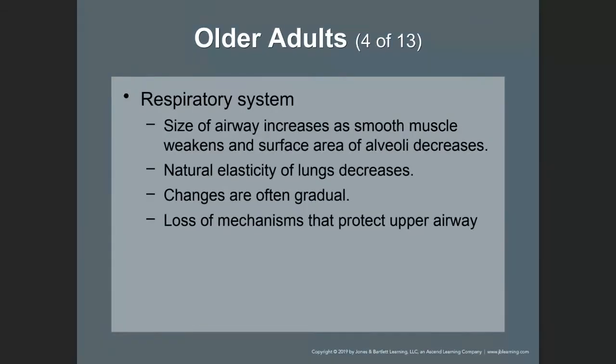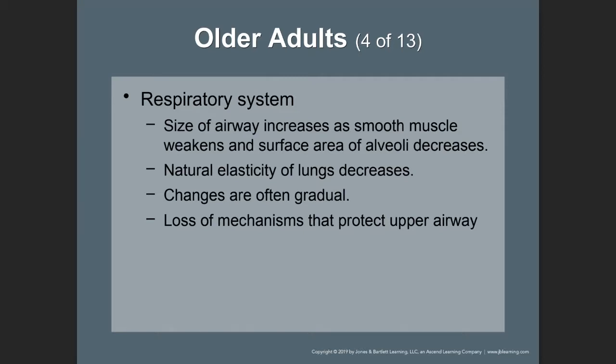For the respiratory system, the size of the airway increases as smooth muscle weakens and the surface area of the alveoli decreases. So this is going to affect their upper airway and lower airway. As the surface of the alveoli decreases, it puts these patients at risk for developing infections in the lungs. The natural elasticity of the lungs decreases.